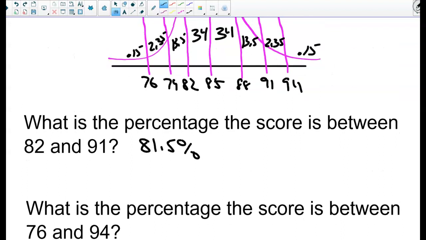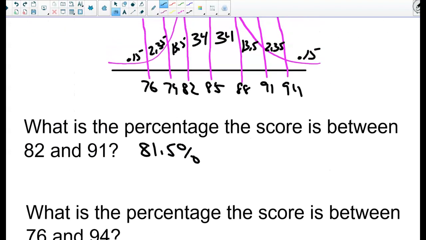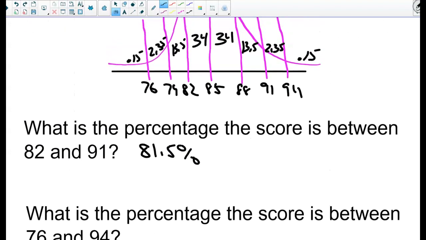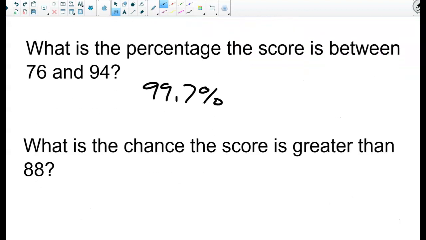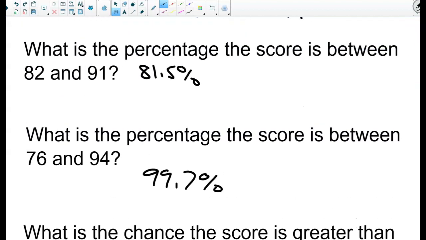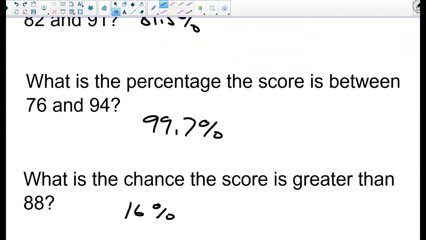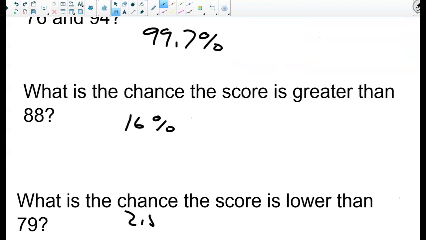Between 76 and 94, 99.7%. Greater than 88. We're just dealing with this, 2.5 and 13.5. There's a 16% chance we are greater than 88. And what is the chance lower than 79? 2.5. We're just reading off of that normal curve.